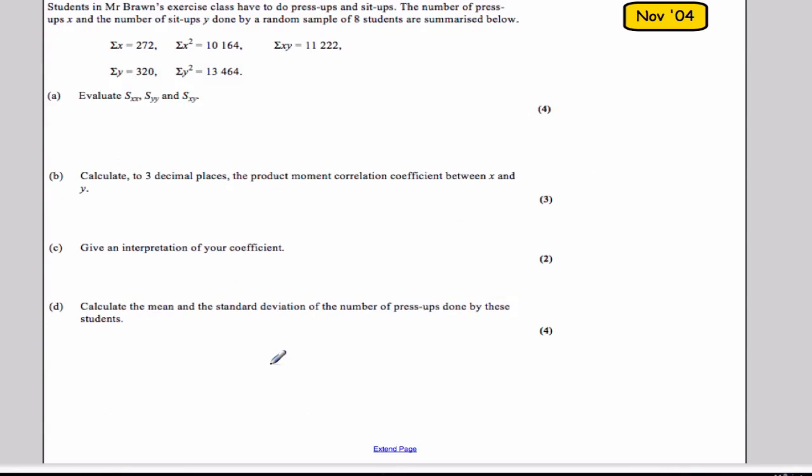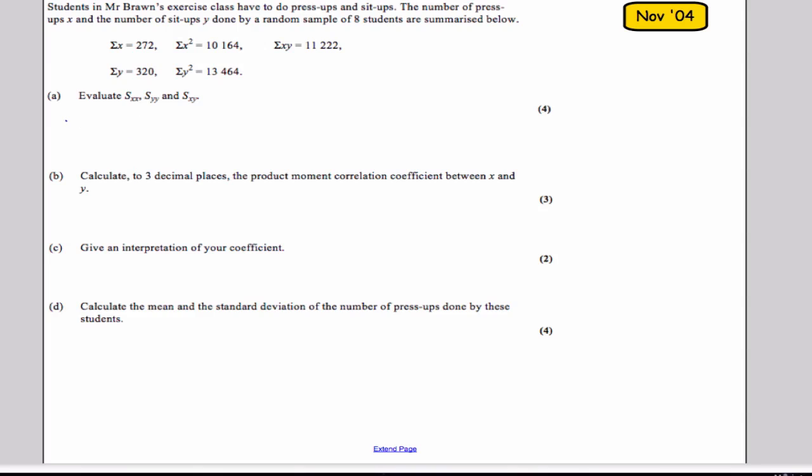Okay, students in Mr. Braun's exercise class have to do press-ups and sit-ups. The number of press-ups X and the number of sit-ups Y done by a random sample of 8 students are summarized below. Evaluate SXX, SYY, SXY.